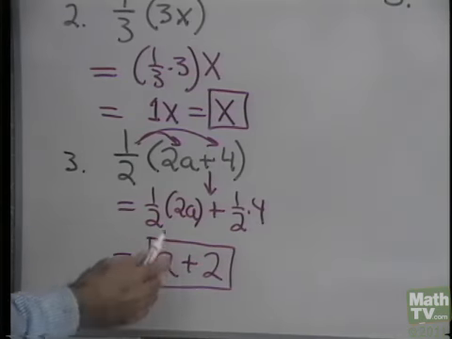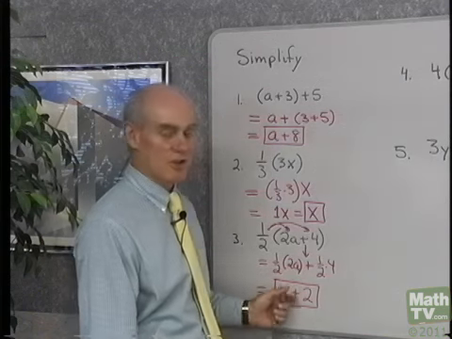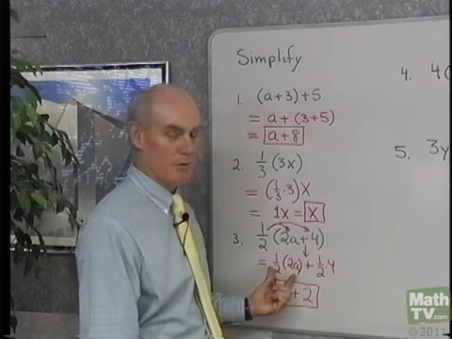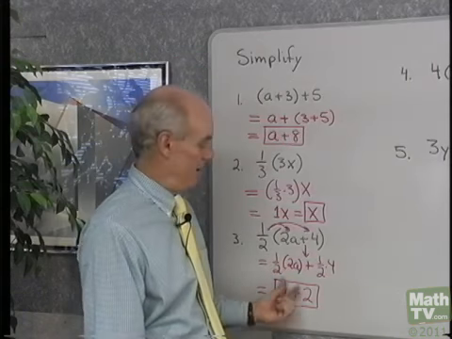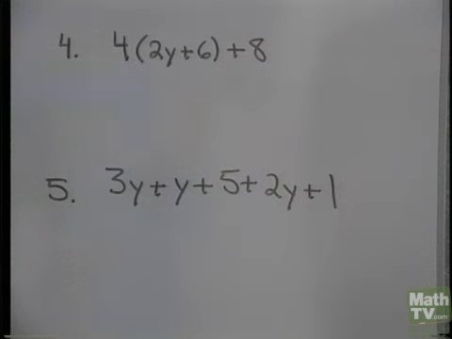So that simplifies down to a plus 2, and notice that I didn't show that last step there where I used the associative property of multiplication to multiply 1/2 times 2a to just give me a. I did that in my head. Let's look at another one.